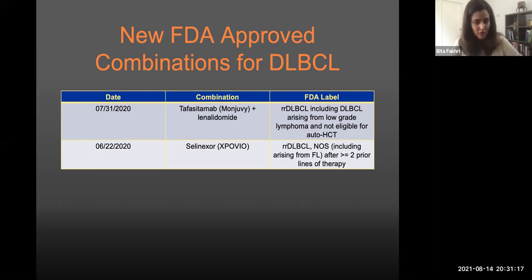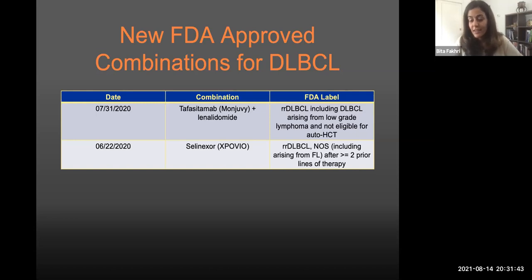Selinexor is oral, but it's not a very well tolerated oral drug. It is associated with a lot of GI toxicities, so it's really one of our last resorts. That being said, there is anecdotal evidence that it has activity in patients with primary and secondary CNS lymphoma who have failed other conventional treatments like methotrexate, lenalidomide, ibrutinib.